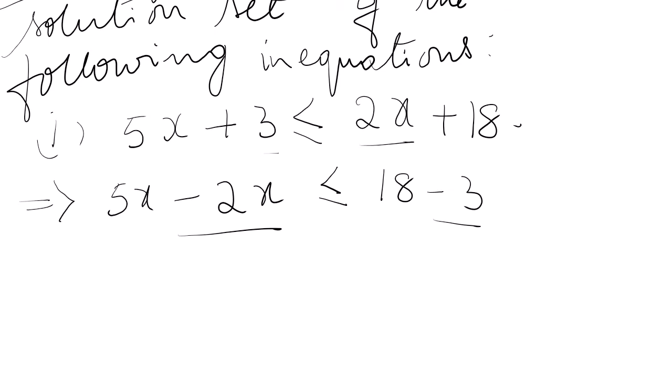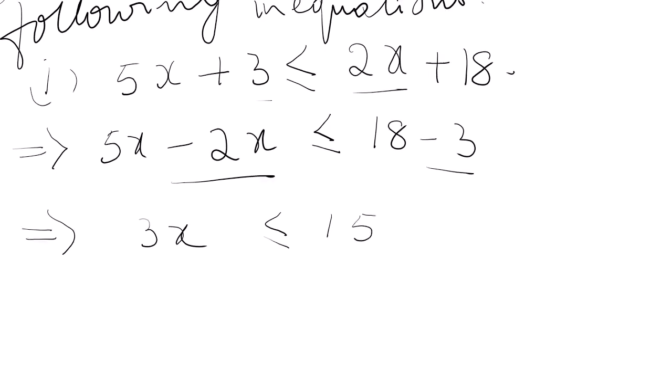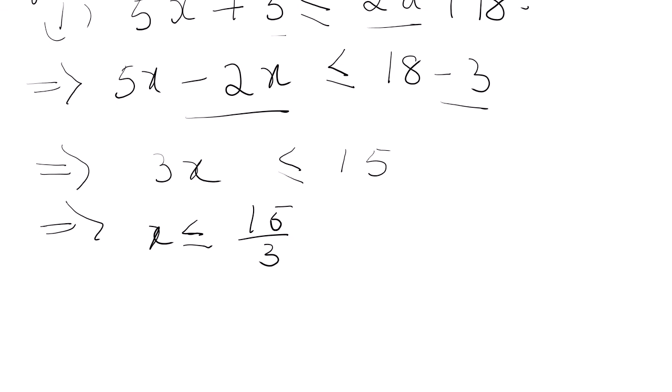So this implies 5x minus 2x is 3x. 3x is less than or equal to 18 minus 3, which is 15. So this implies x is less than or equal to 15 upon 3. Here you are dividing by a positive number, so there is no reversal of the inequality. So this implies x is less than or equal to 5.